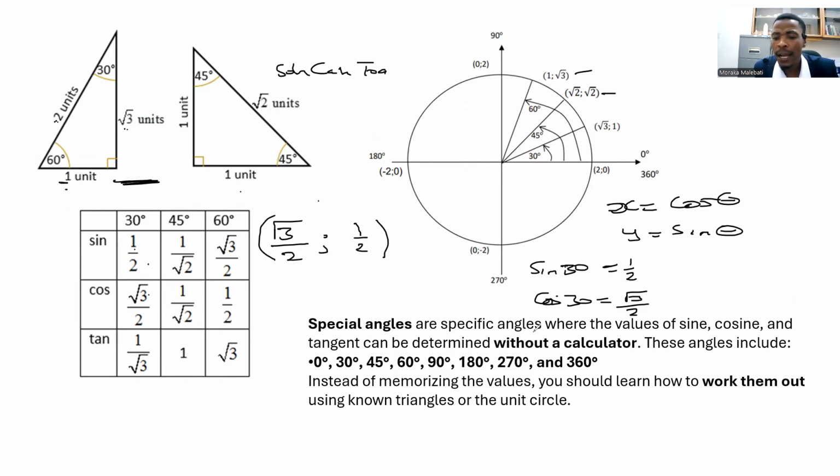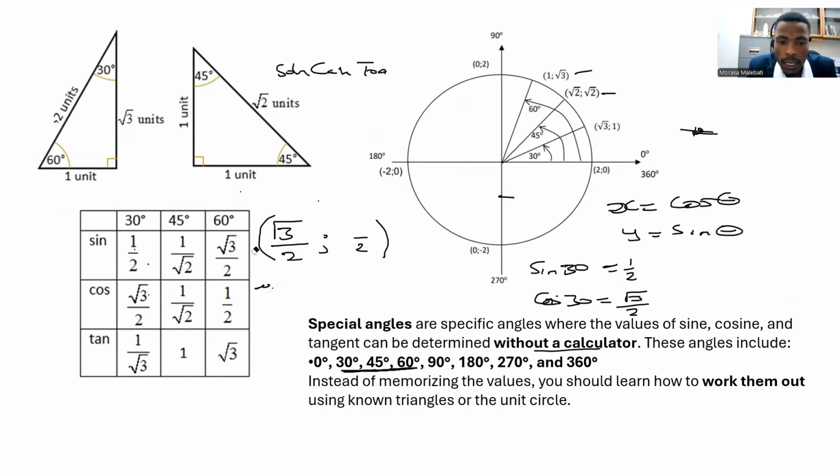Special angles are angles where the values of sine, cosine, and tangent can be determined without the use of a calculator. These angles include 0, 30, 45, and 60, the most commonly used ones. Instead of memorizing the values, you should learn how to work them out using the known triangles or the unit circle. But if this one is complicated for you, the simplest one is this one. I hope it makes sense.